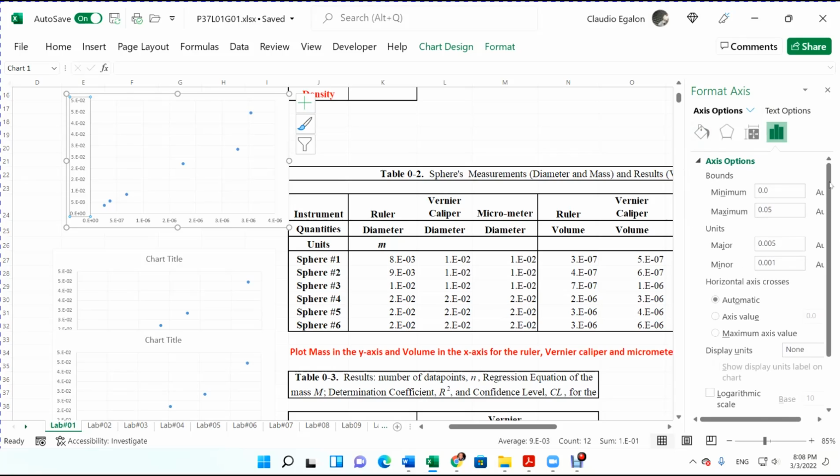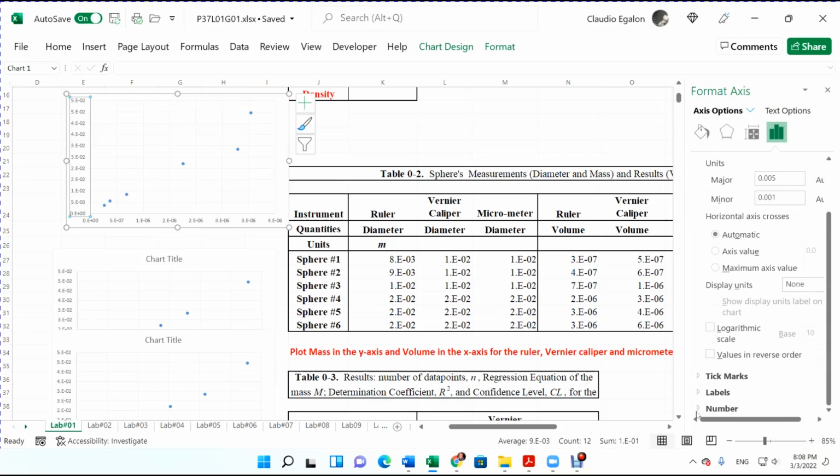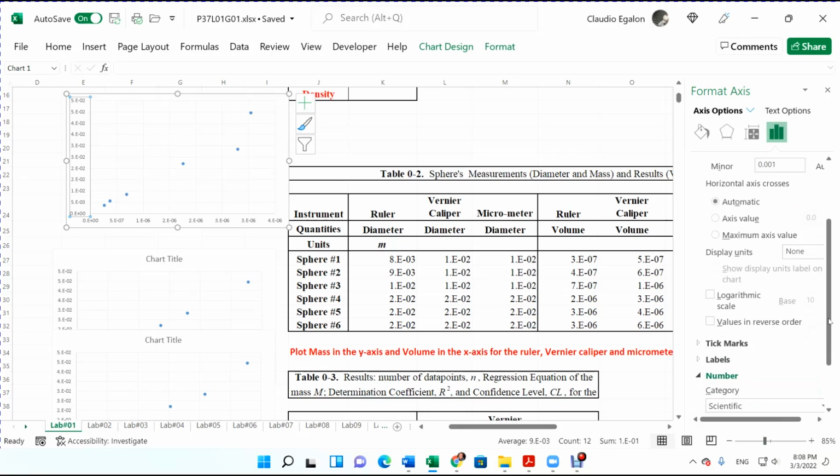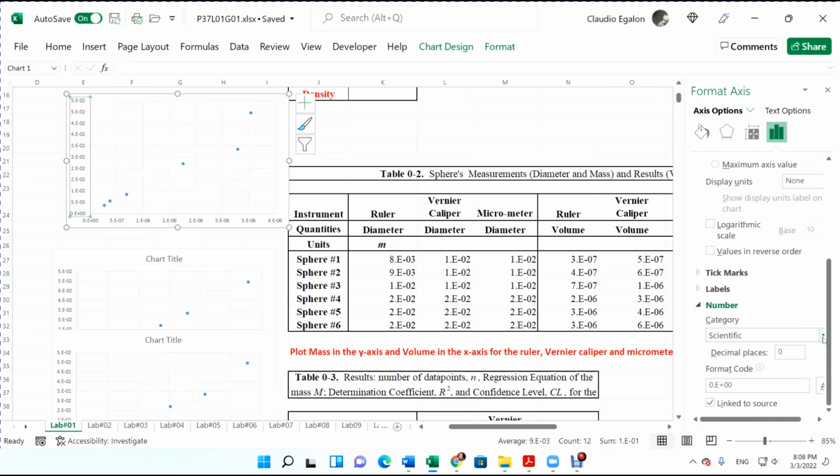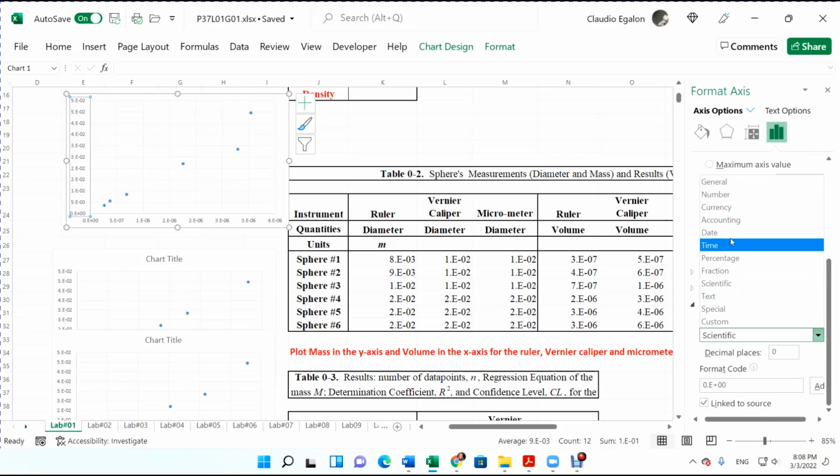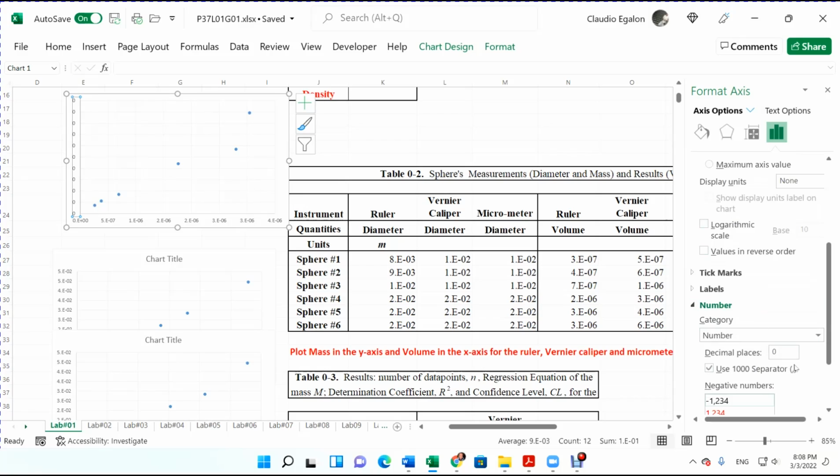Look for numbers here at the bottom. Okay, you have this guy highlighted. Look at numbers here, and I'm gonna put in numeric format. Right now it's scientific format. I'm gonna put it in numeric format, and I'm gonna put 3 decimal places to make it look better. Okay, looks much better now, right?